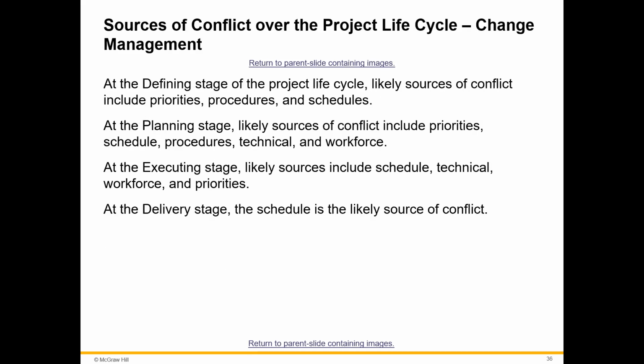So at the defining stage, please remember, within a project lifecycle, the most likely source of conflict will include priorities, what comes first, second, and third, procedure, how to do it, and scheduling, when to do it. At the planning stage, the likely sources of conflict will include priority schedules, procedures, technical skills, how to do it, who does it most importantly, and the workforce, when they can do it. And at the execution stage, the most likely sources will include scheduling altogether, technical skills, the workforce on who does what, and priorities.